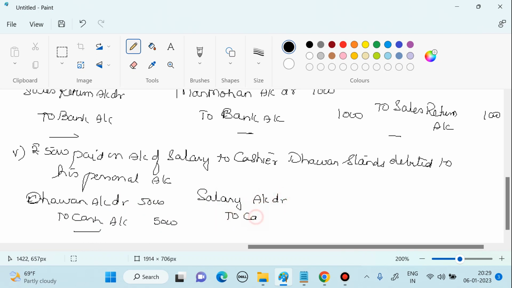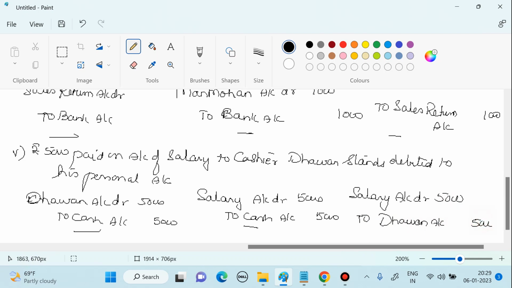Salary account debit to cash account. How to rectify it? Tell me. Salary account debit to Dhawan account. Very good. Salary was not debited, so we debit it. Now, by mistake we debited the one account, we will nullify it by giving a credit. So rectification is salary account debit to Dhawan account. Everybody clear? Yes, ma'am.